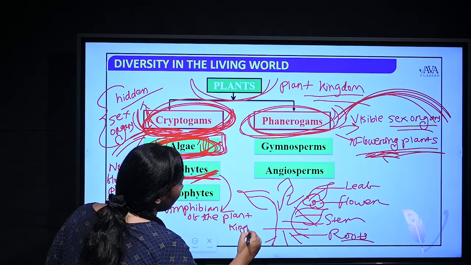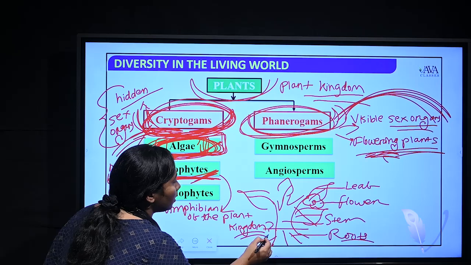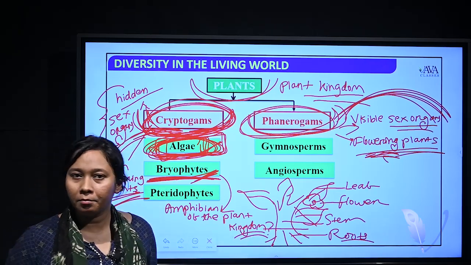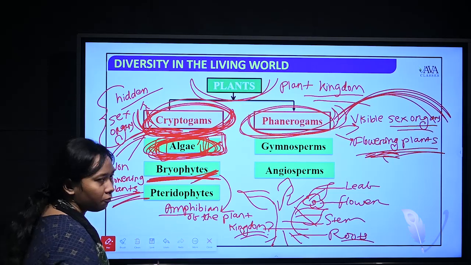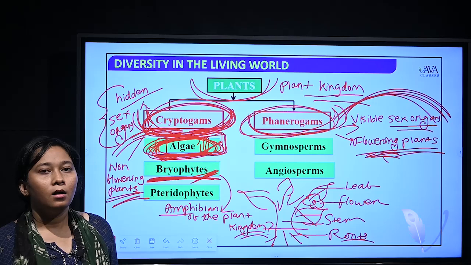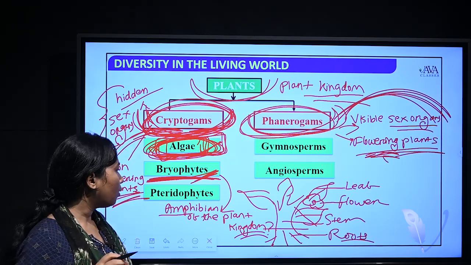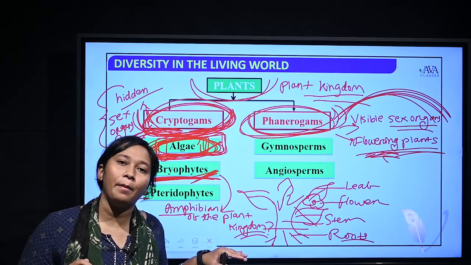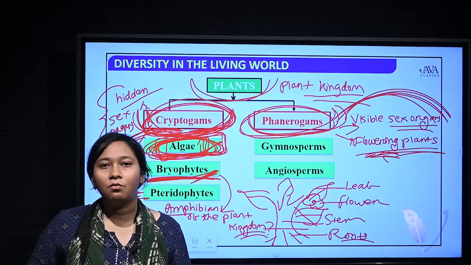Do you know why? Students, do you know why they are called the amphibian of the plant kingdom? What are the characteristics of an amphibian? Frog is an amphibian. Crocodile we can also tell is an amphibian. What are the characteristics of an amphibian? They can survive both on land as well as in water.